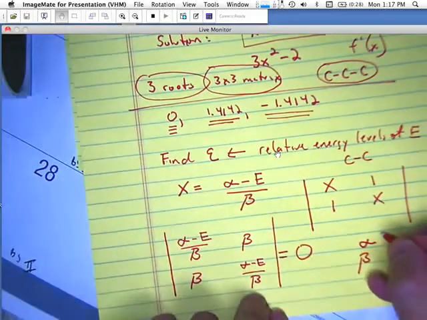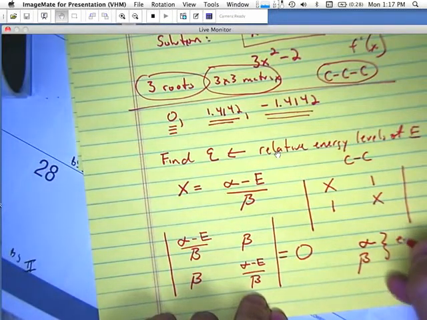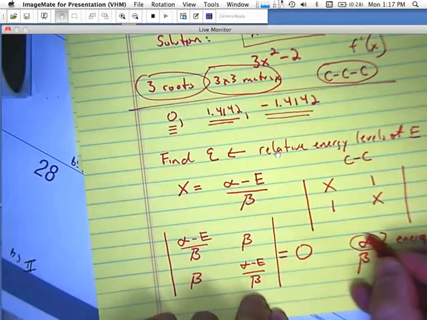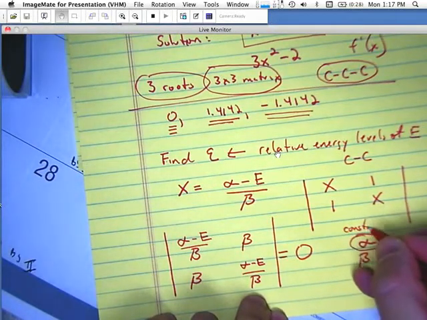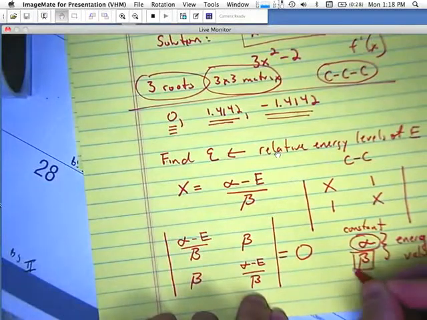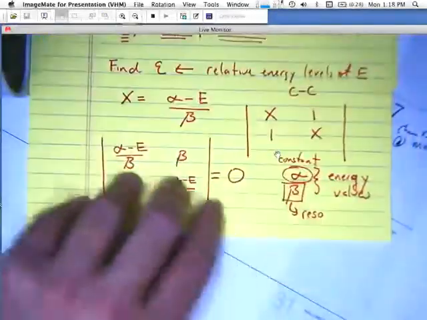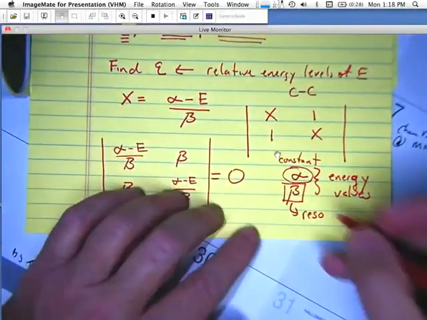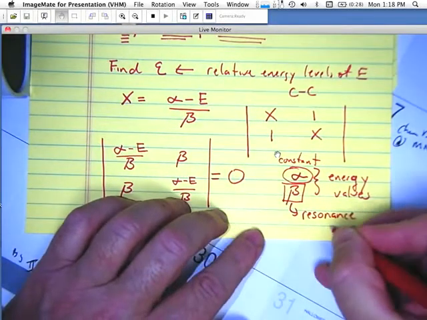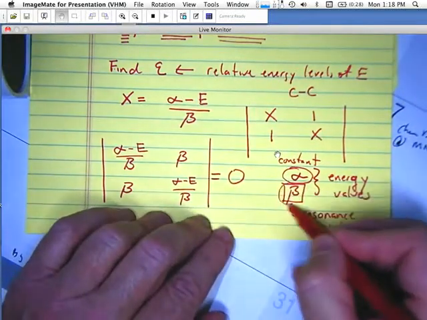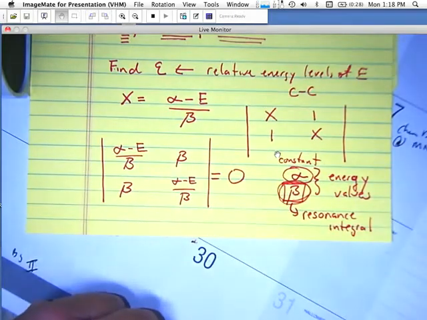Alpha and beta are basically energy coefficients, energy values, and it's going to be the case that alpha is going to be a relative constant for most systems, but beta is going to vary. By the way, some of you who have come across the concept of resonance, sometimes we'll call beta the resonance integral. But really what I want to know is what is the relative contribution of beta to the energy of the molecule.